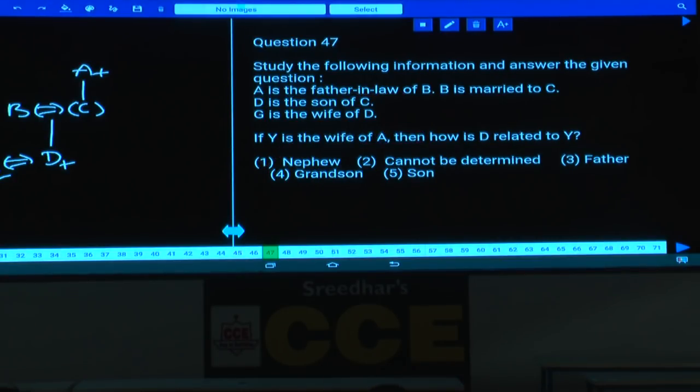Then question number 47. If Y is the wife of A, A is a male, Y is a female, then how is D related to Y? Yes, tell me how is this D related to Y? Y's child's son, that is grandson, that is choice 4. Now this is about question numbers 46 and 47.